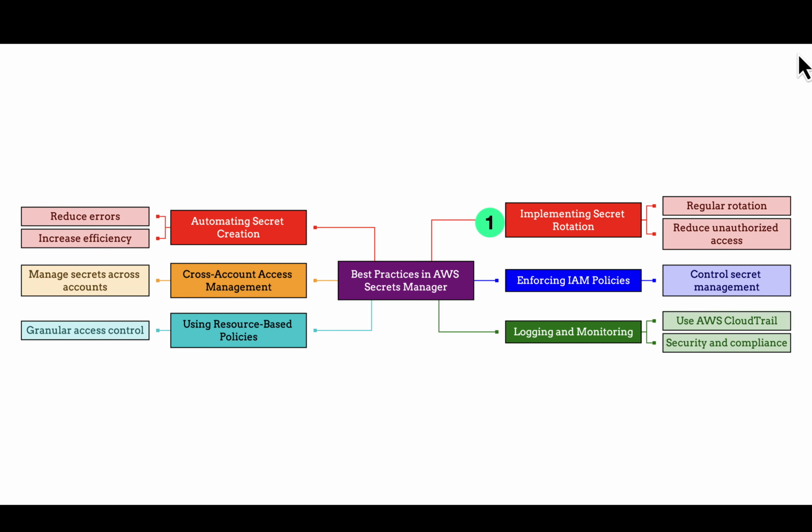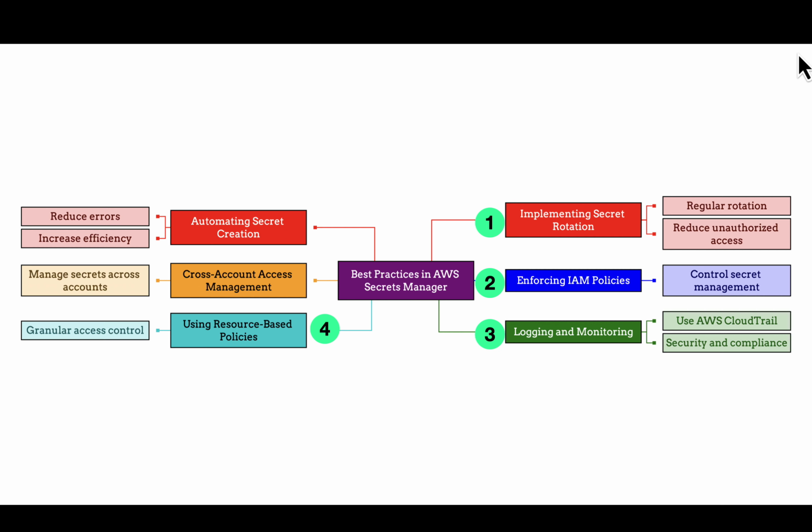1. Implementing secret rotation: regularly rotate secrets to reduce the risk of unauthorized access. 2. Enforcing IAM policies: use IAM policies to control who can manage or use the secrets. 3. Logging and monitoring: utilize AWS CloudTrail for logging access to secrets for security and compliance.